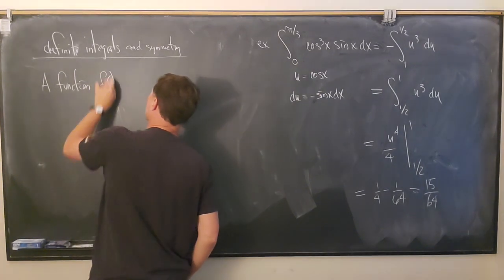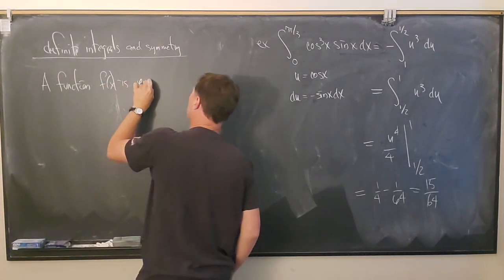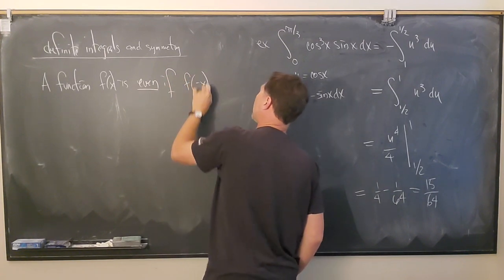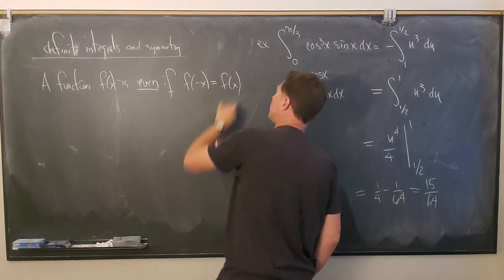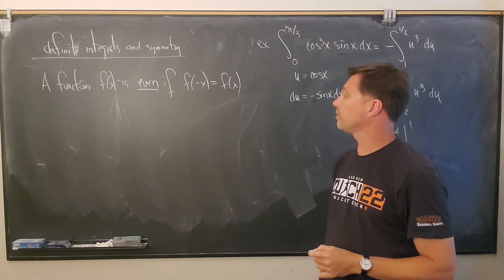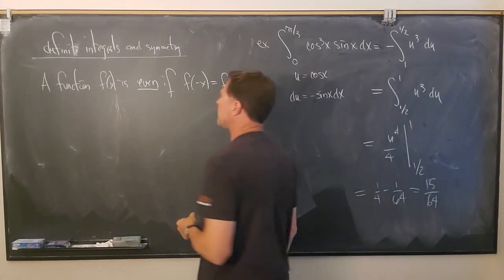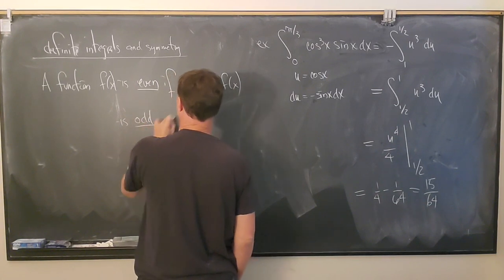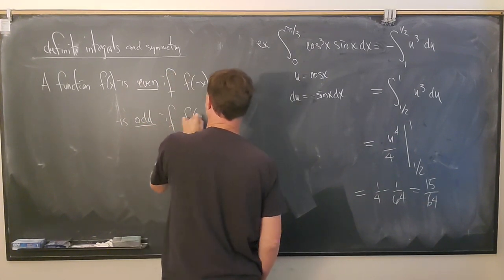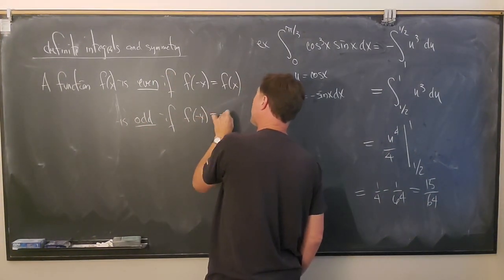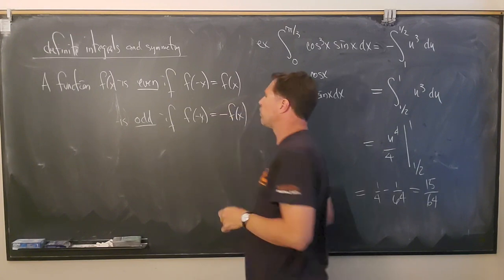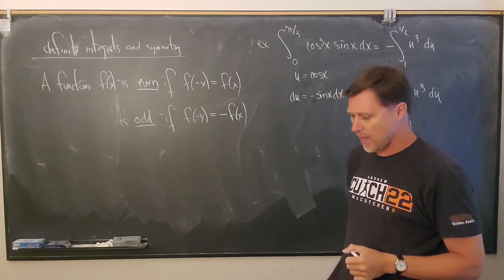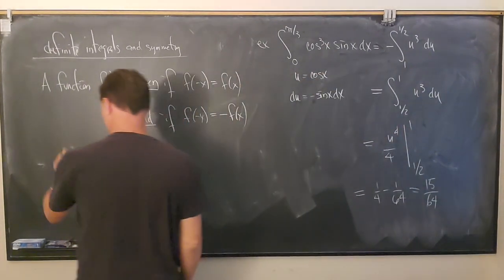f of x is even if f of minus x is equal to f of x. And a second part of this definition, it's odd if f of minus x is equal to minus f of x. So really two definitions here. We've got even functions, we've got odd functions. And here's the picture.